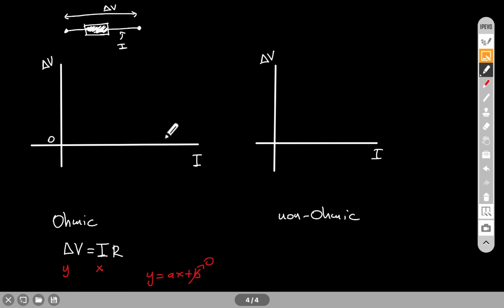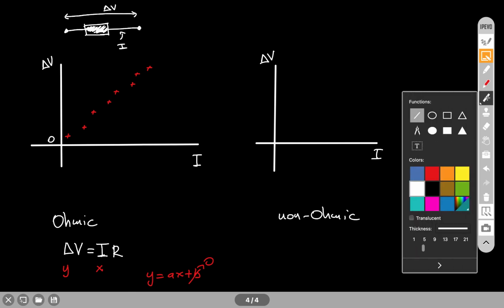Now I can change the potential difference and measure the current, and I can change delta V again to a new value and measure the current. What that will give me is something like this. I change delta V and I get a current, experimentally, more or less something like this.